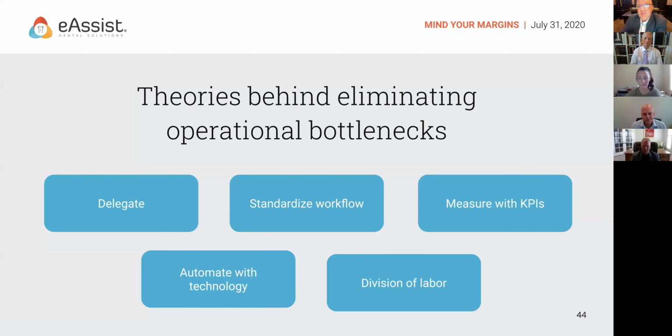So now that we understand operational bottlenecks, the theory behind solving all of our bottlenecks, and we have the 12, we're going to go into each of the 12 here in a minute. But they can be summarized with these five points. Delegation and division of labor is how you multiply the high performers. Automating with technology. So many of us use Weave and other sources, Solutionreach, other technologies, of course our practice management software, just texting out. We're using automation to help us communicate with our patients. We'll talk about standardized workflow and how important that is, and then measuring with KPIs and what those are in a minute.